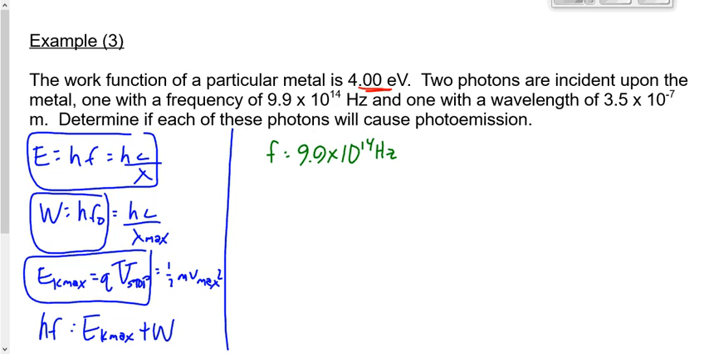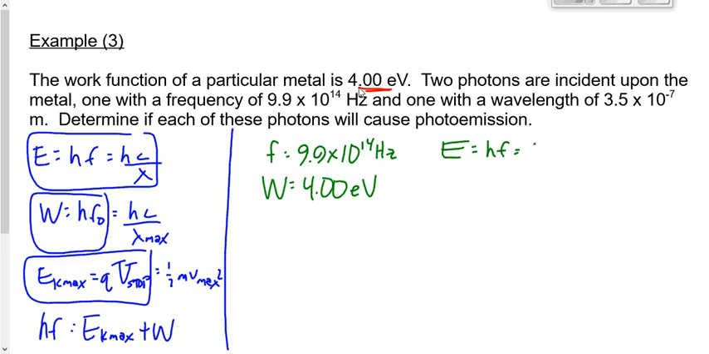And a work function of 4.00 electron volts. There's two ways that we can tackle this problem. One, let's solve for the energy of this photon. E is equal to h times f, which is 6, what value of Planck's constant do you want to use here? Yeah, let's use the electron volt one, right?